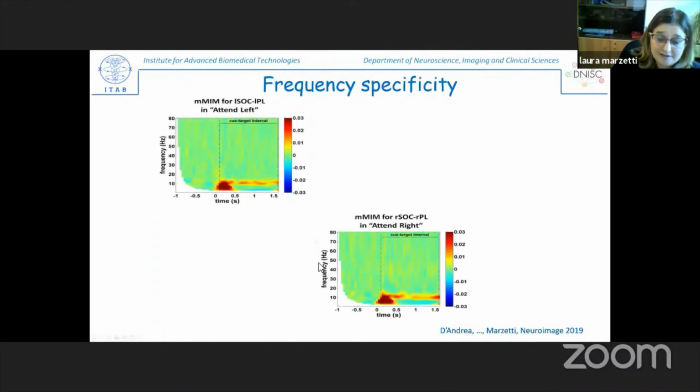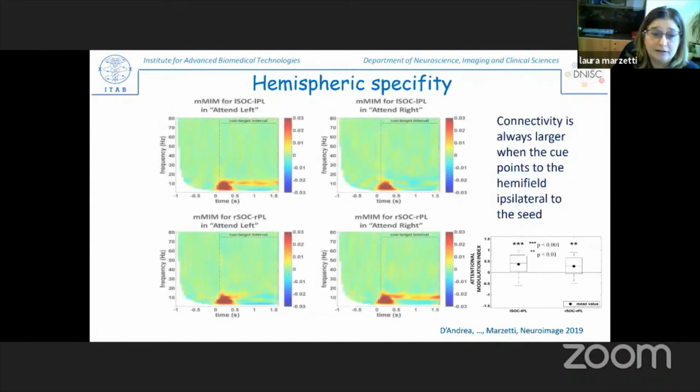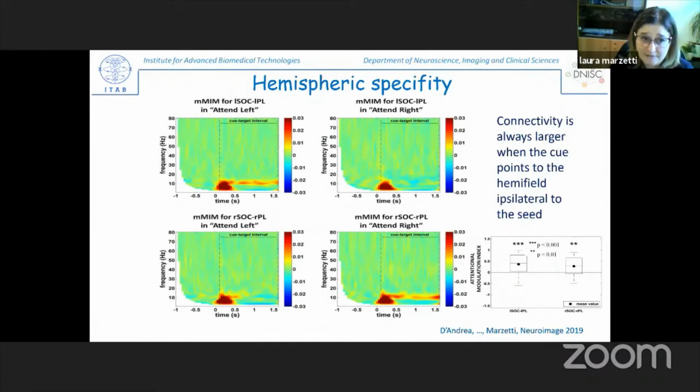So then we asked ourselves whether, okay, we started with alpha because alpha is known to be involved in this attentional mechanism, but do we see more than just alpha in this study? And the answer, at least in our case, for those two regions, for the parietal coupling to the occipital cortex, is basically no. The only thing that we see is a modulation in the alpha frequency band, but nicely, what we do see is that this modulation is really specific to the hemisphere.